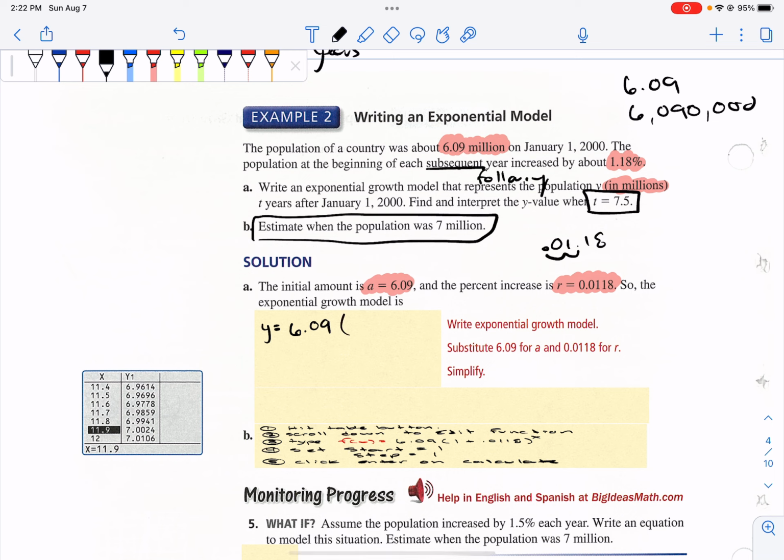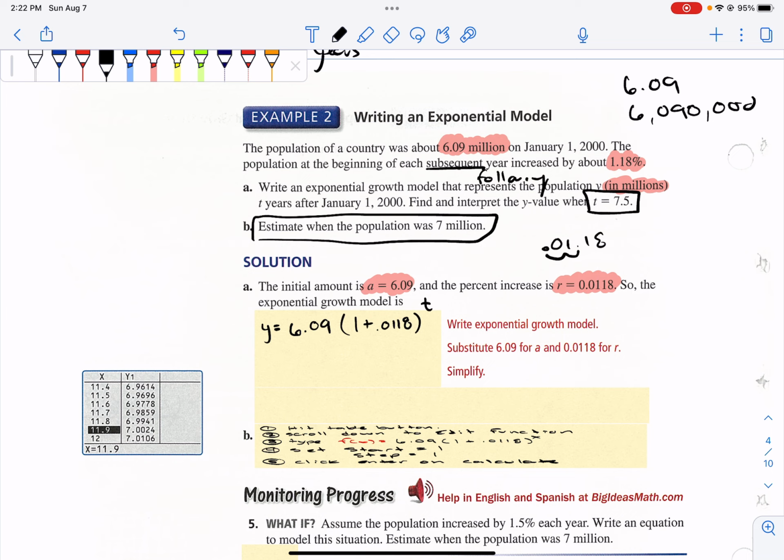And then a parenthesis. And then my formula says to do 1. Now, my population is increasing every year, so this is going to be a plus because I'm going up 0.0118%. And then I put t up here for the number of years. That's my exponential growth model. I just plugged in the values, all right?